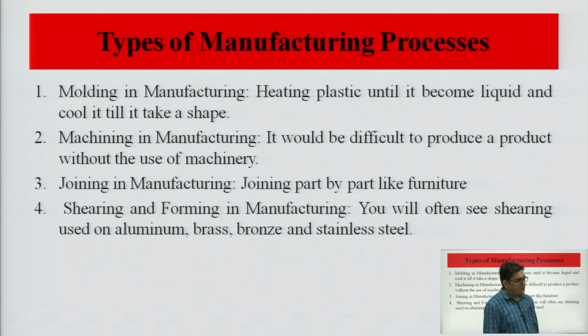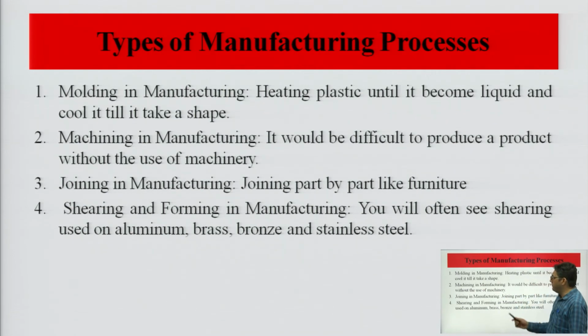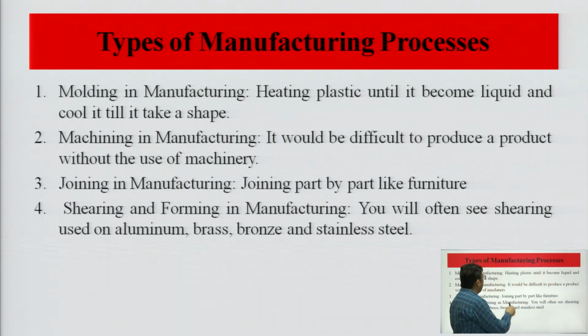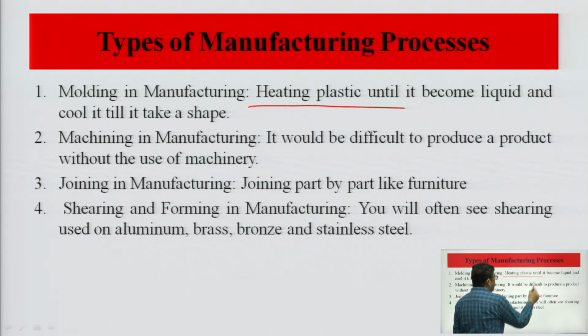Next, types of manufacturing process: molding manufacturing. Molding manufacturing is, for example, heating plastic until it becomes liquid and cooling it until it takes the shape.